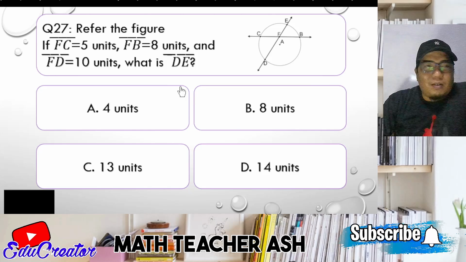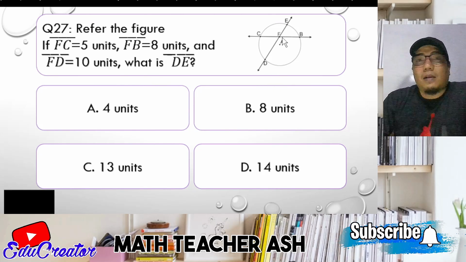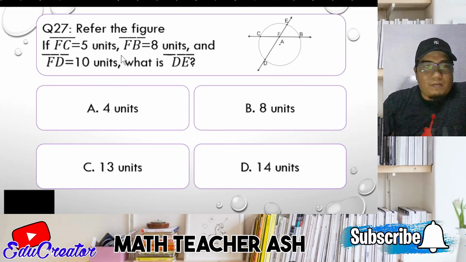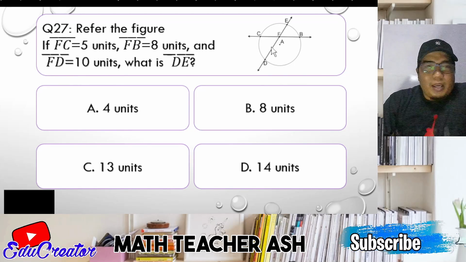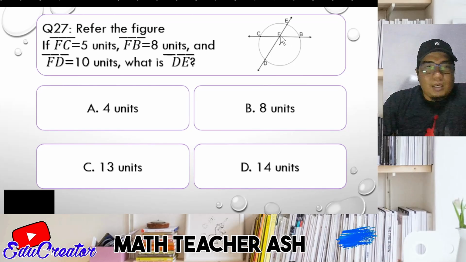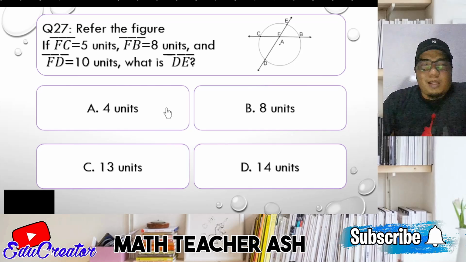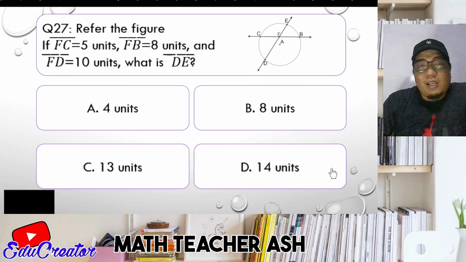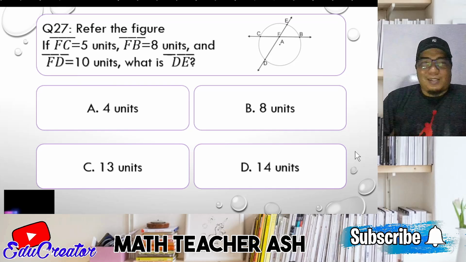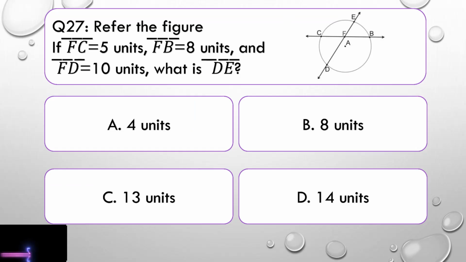Refer to the given, okay, FC is 5, parang pareho lang yata. What is DE? Okay, iba na ang tinatanong. Okay, question number 27. Refer to the figure, so ganun pa rin. FC, FB, okay, 5 and 8. FD is 10. What is DE? Ito ng buo. Okay. So, is it A4, B8, C13, or D14? 5 seconds to answer. Napakadali ng question na ito.